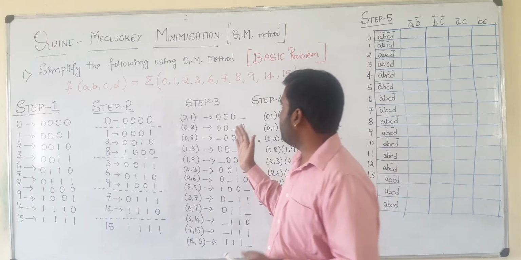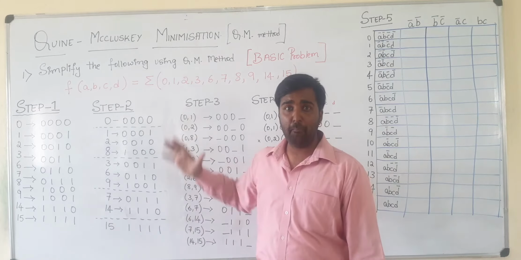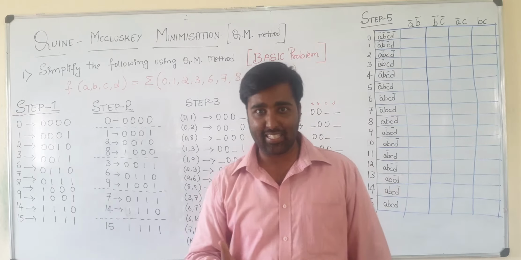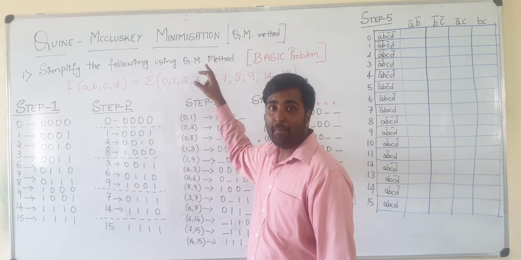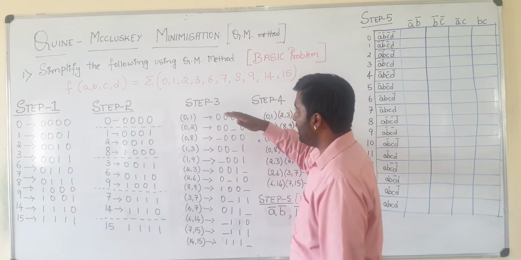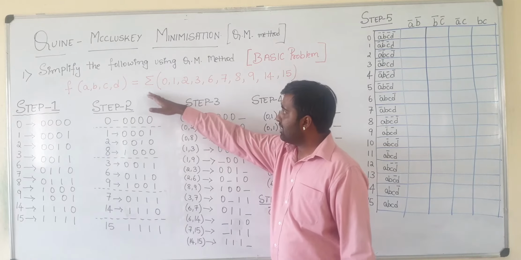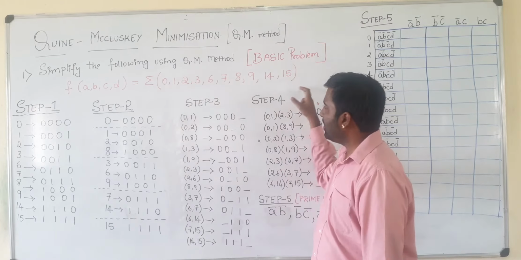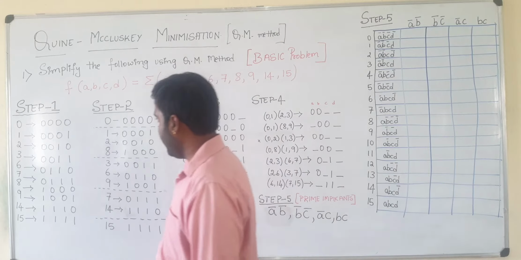So, given a problem, this is what a problem will be asked. It's the simplest problem, which I have taken as an example. Simplify the following using the QM method. It will be giving the minterms here: F of A, B, C, D equals summation of some set of numbers. So please observe the question carefully.